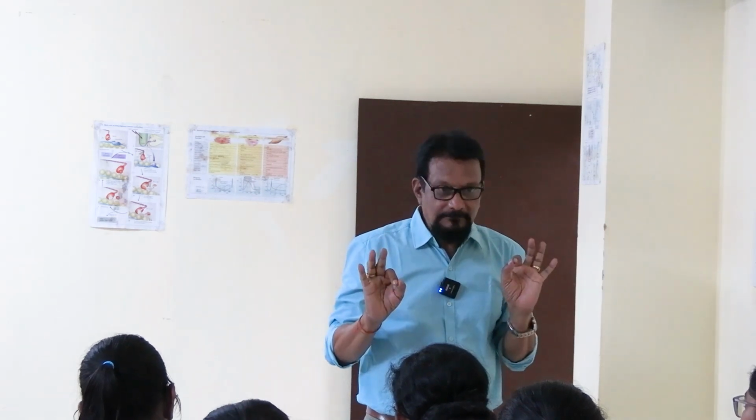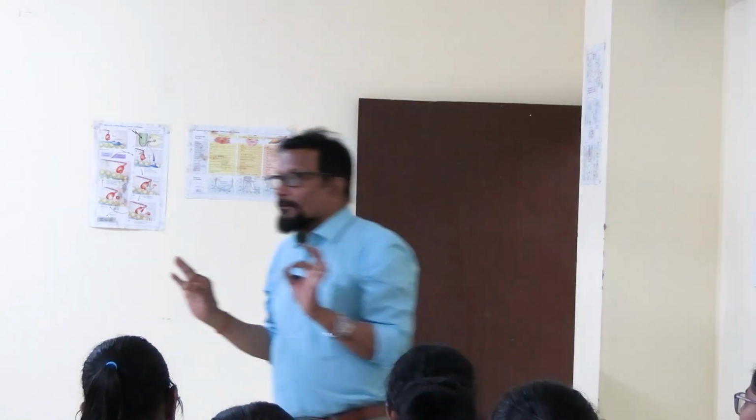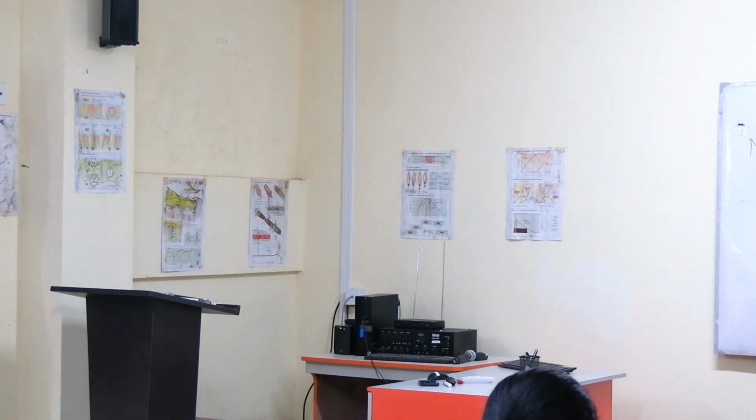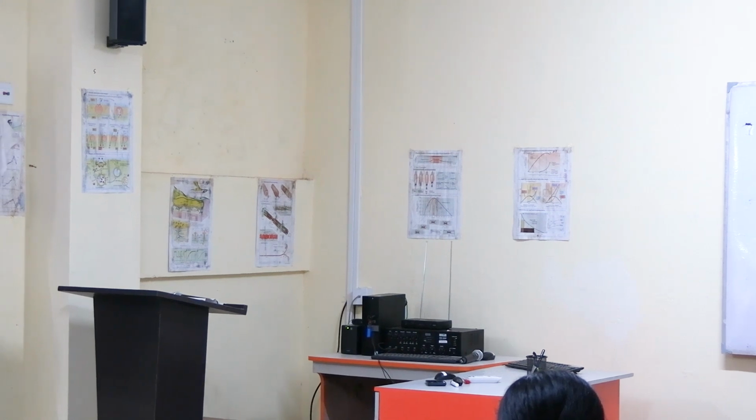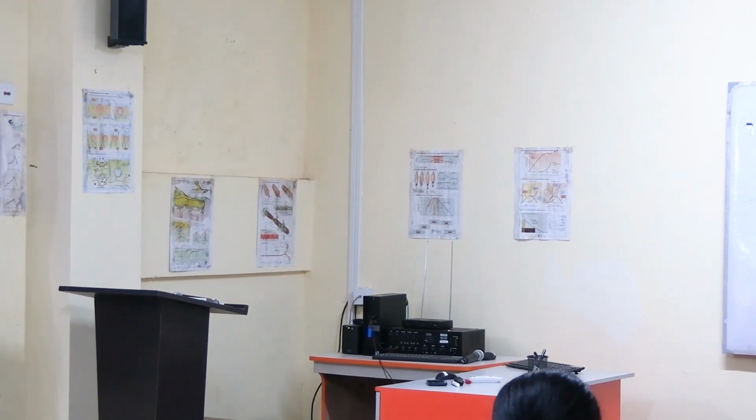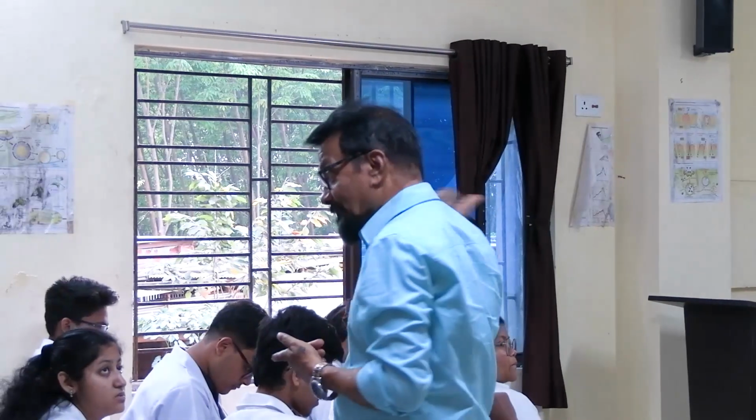Is that clear to you now? Any question? You can expect a question like this: how is the cardiac impulse generated in a node? What is the mechanism? It is produced by a slow process, a slow action potential.